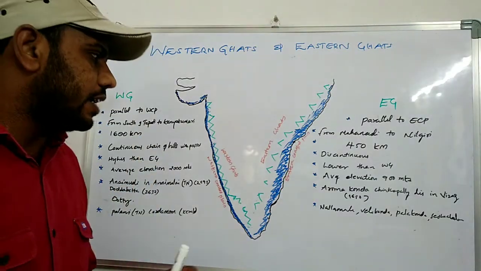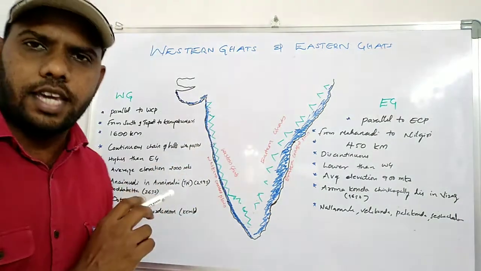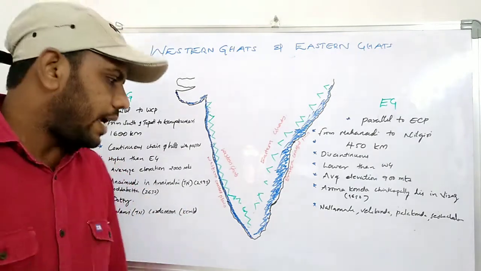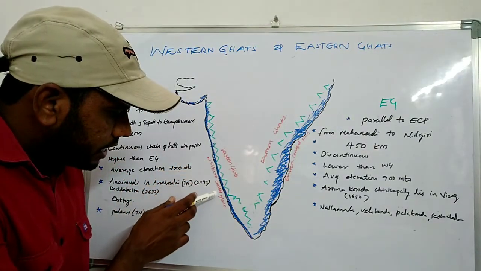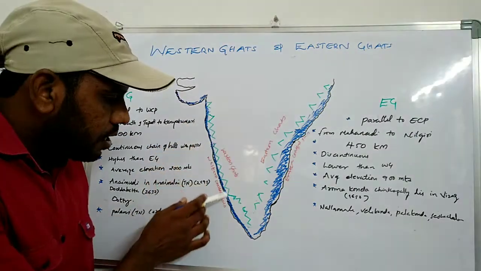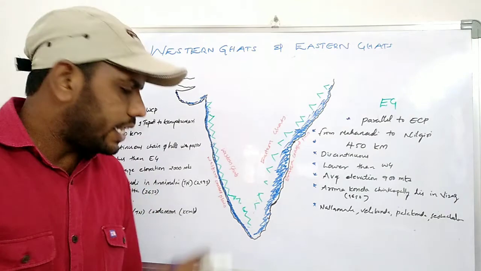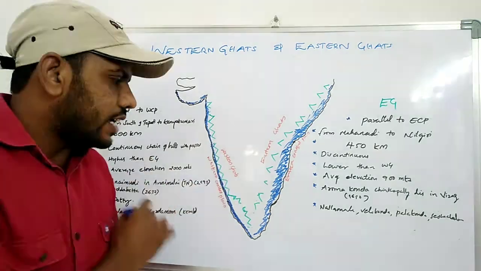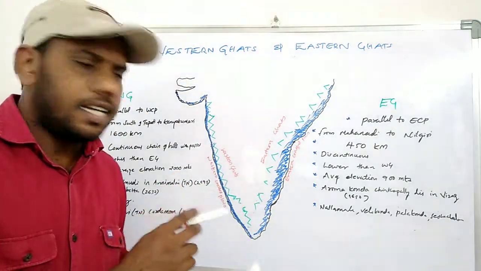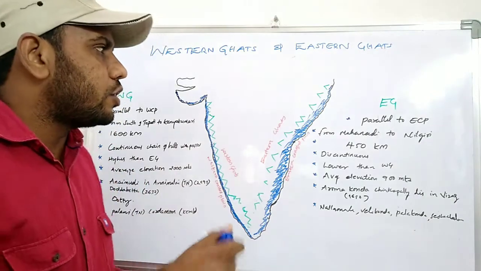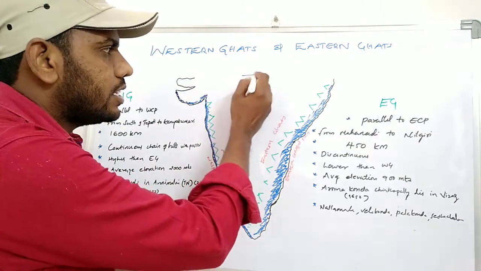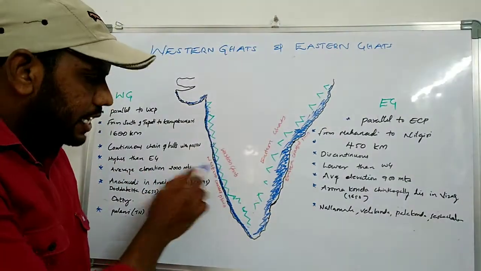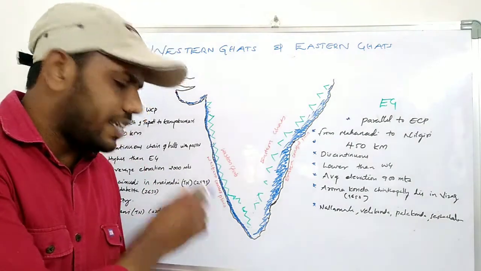The first point: the Western Ghats lie parallel to the Western Coastal Plain. Here you can find the Western Coastal Plain, which I shaded with blue ink. Parallel means, as you already know, parallel lines: this line is parallel to these lines. So the Western Ghats lie parallel to the Western Coastal Plain.